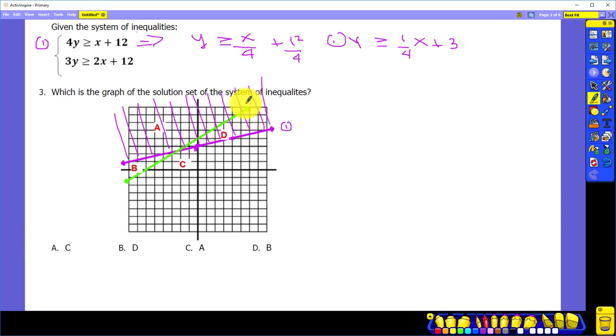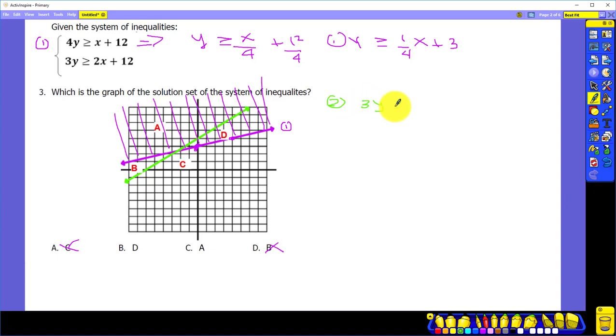Alright, so right now, based from this line, region A and D were shaded. So it means that your answer is either A or D. We can now cross out area B and area C.